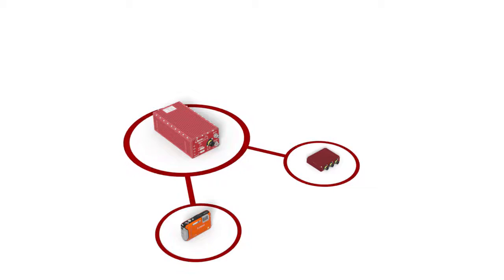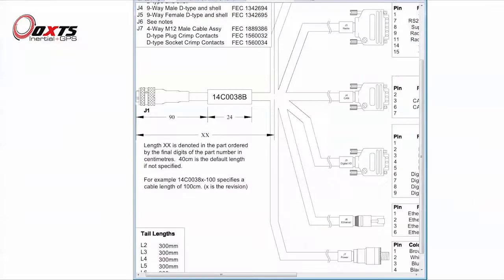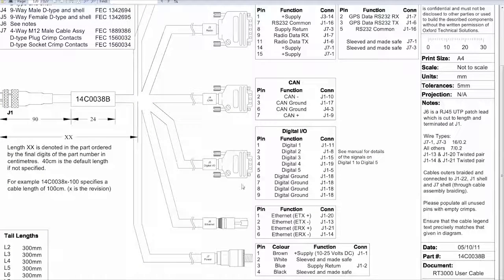Details about the signal can be found in your product manual. Also, if you scroll to the end of the manual, you'll find there's a diagram of the user cable showing where the signal can be found. If I just bring across the RT manual, you can see it's here on J5, the digital I/O connector, and the pin we want is pin 1, which is labelled as digital 1.